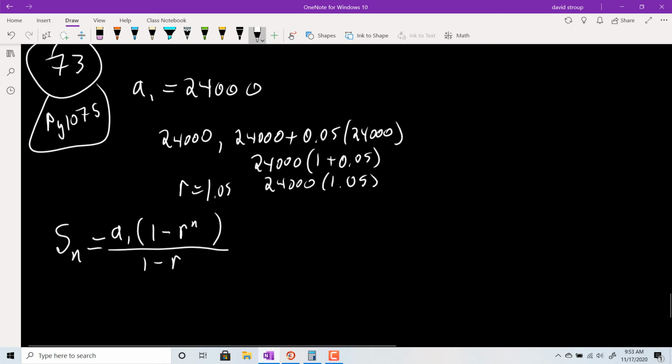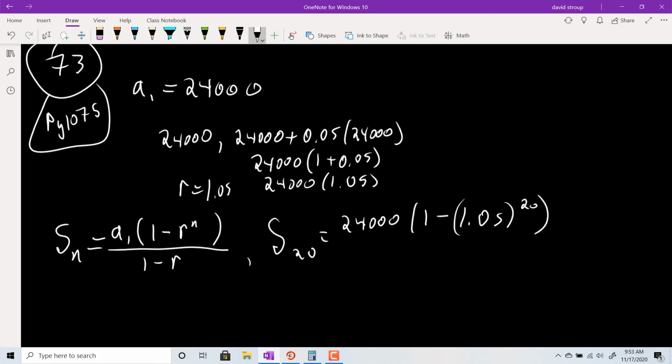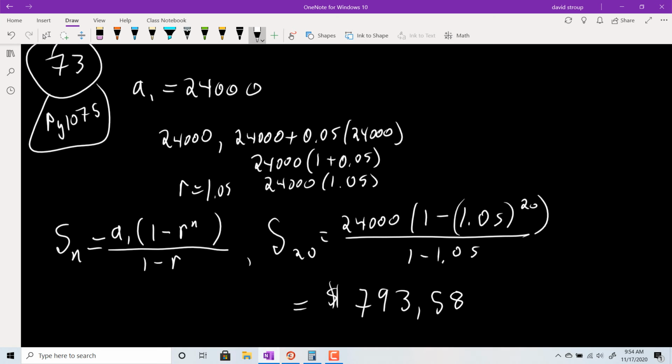So what do we need? What's the total lifetime salary over 20 years? So we need S sub 20. So S sub 20 will equal 24,000 times (1 minus 1.05 to the 20th) all over (1 minus 1.05). And if you put that in your calculator, it's just a plug and chug. You get $79,793,582.90, or rounded to the nearest dollar, $793,583 if you wish.